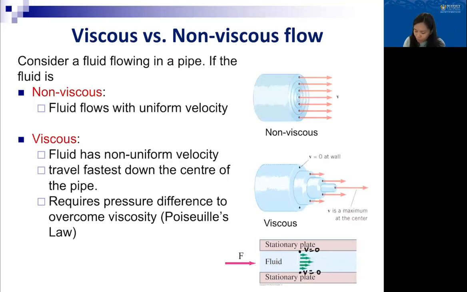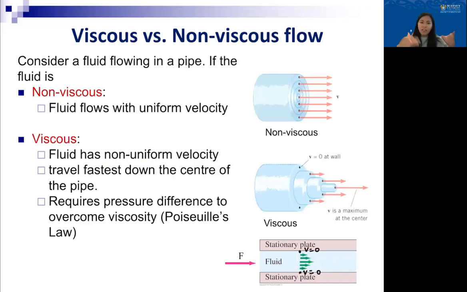So if you look at the profile of the velocity, at the middle you have this fast velocity, and it's tapering down to almost zero velocity near the stationary plates. So for viscous fluids, you have this non-uniform distribution of velocity.